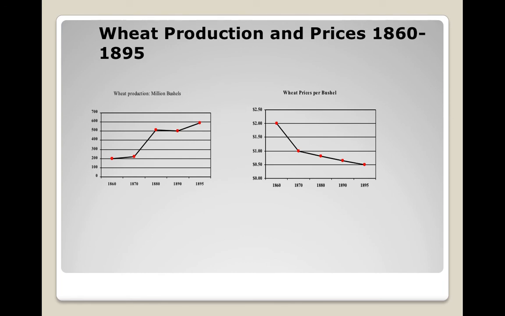Here is an illustration of that. Here are a couple of graphs on the side here. In this graph, you can see the wheat production going up, while at the same time the price per bushel going down. And economists really were right in this case. There had been overproduction by the farmers.